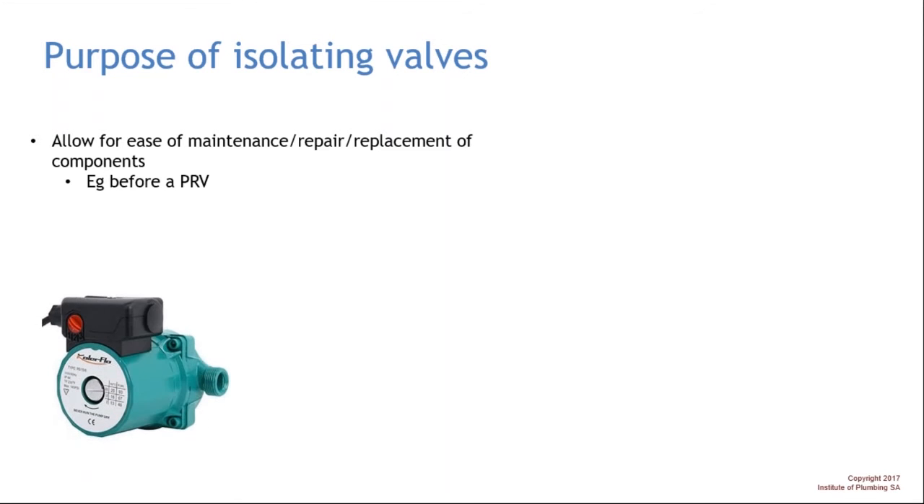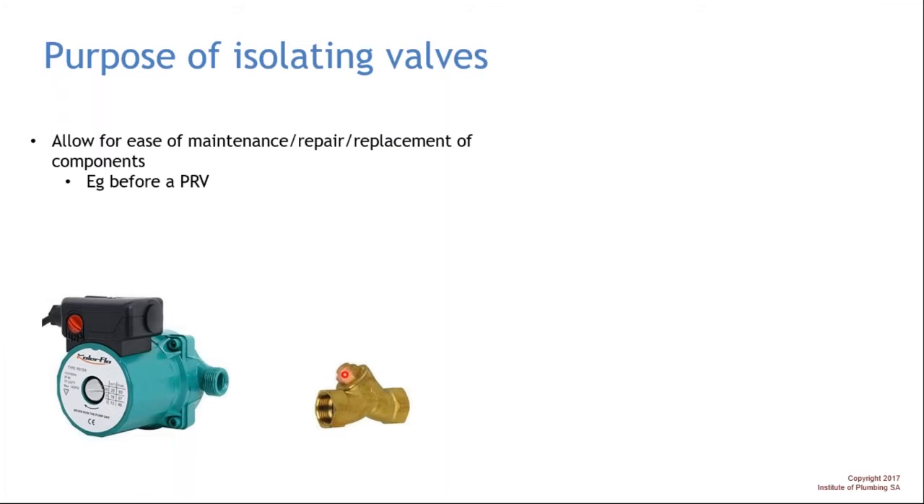And the third is to allow for the ease of maintenance and repair and replacement of components. So we need to place isolating valves in positions where it will allow us to easily maintain or repair or replace stuff that needs to get repaired or replaced at some point in time. So the components, the bits and pieces of an installation, can include a pressure control valve. I said a PRV, but that's probably incorrect. I should have said PCV, because a pressure control valve is what I meant there.